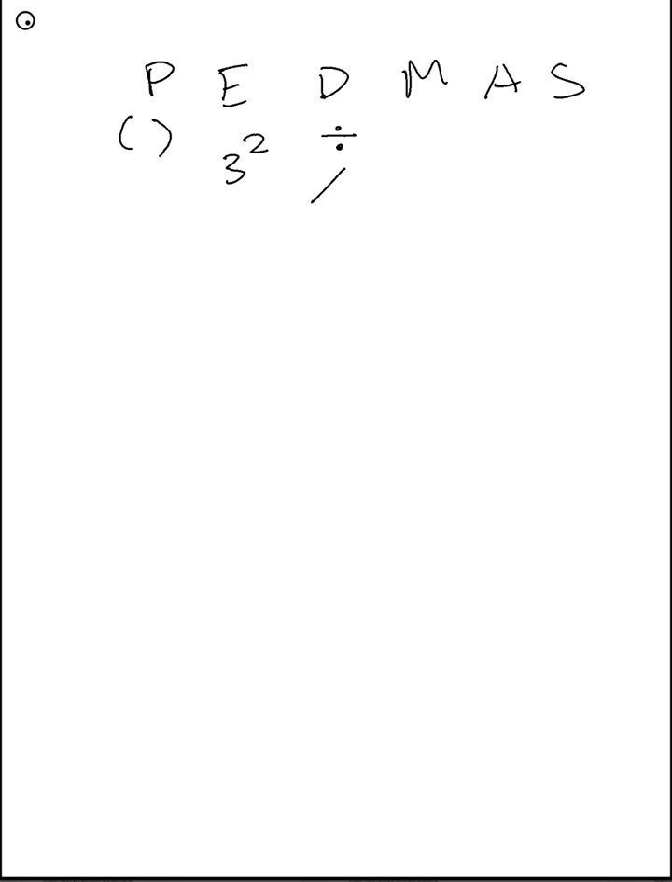Multiplication is either denoted by saying a, then parentheses some number. You can do a dot sometimes. You can also just do a times symbol. So that's how you denote multiplication. Then A stands for addition and S stands for subtraction.